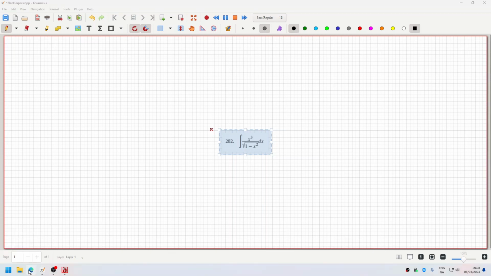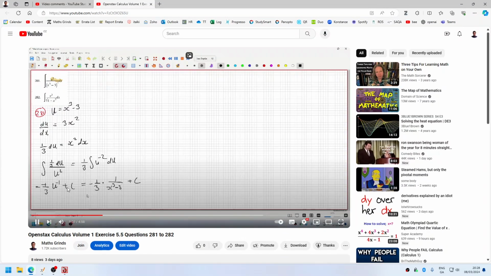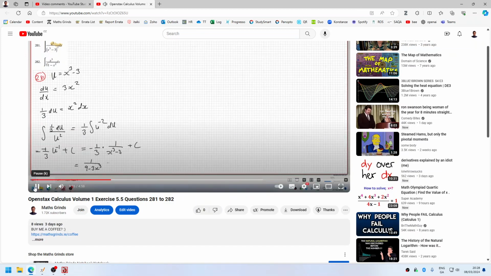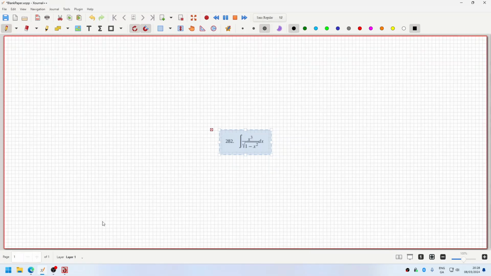Okay, thank you, Jackson Smith 2955, for spotting the mistake I made. I messed up with my squares, so let's correct this.